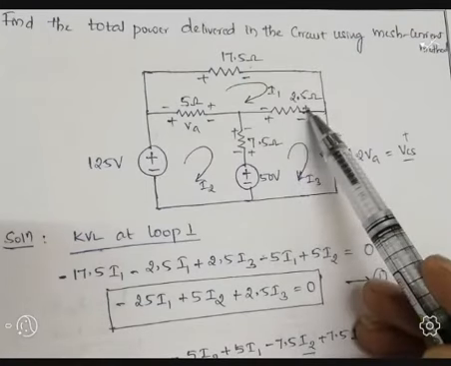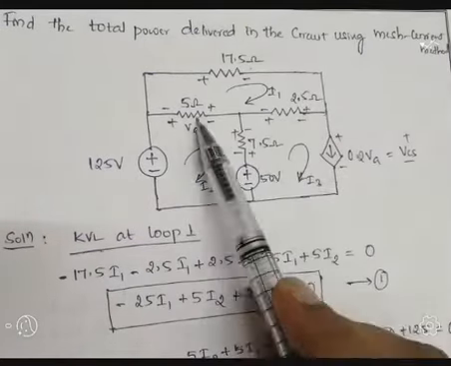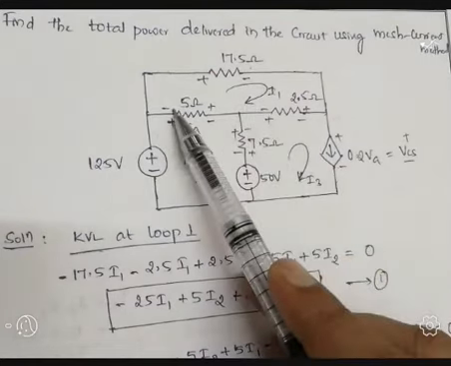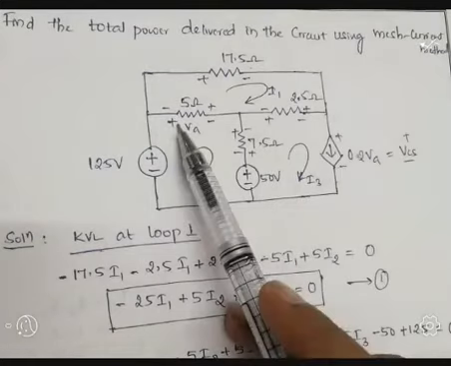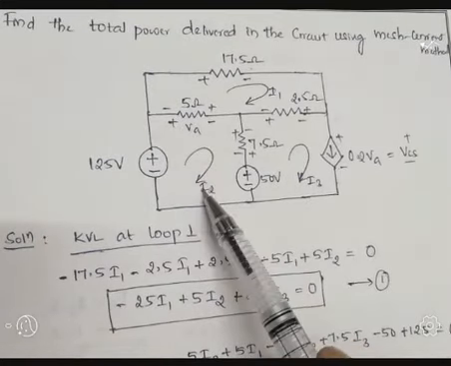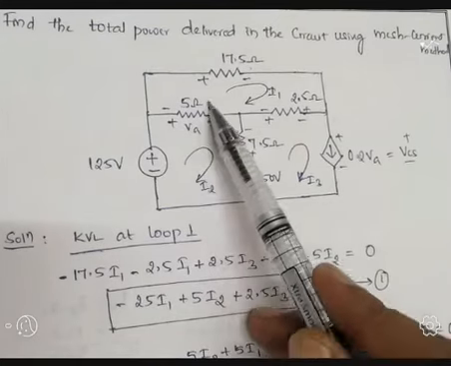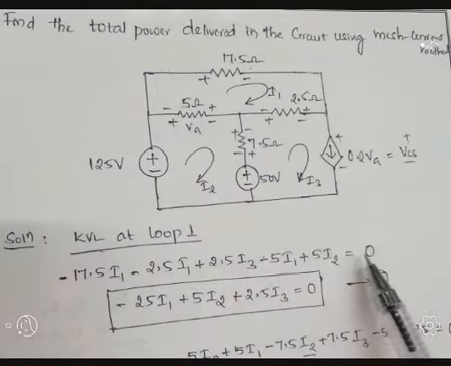Hence, because of that reason, plus 2.5 I3. Next, coming to this branch, minus 5 I1, and in the same branch one more current is flowing, that is I2. See, the head of the arrow mark is pointing here. If you go like this, it is pointing here. Hence it is plus 5 I2 is equal to 0.